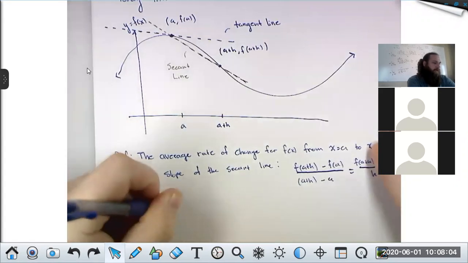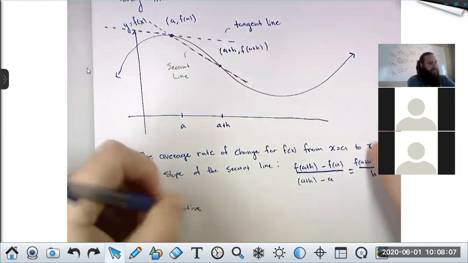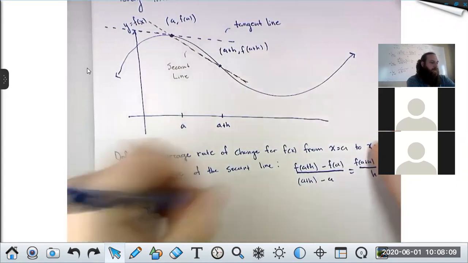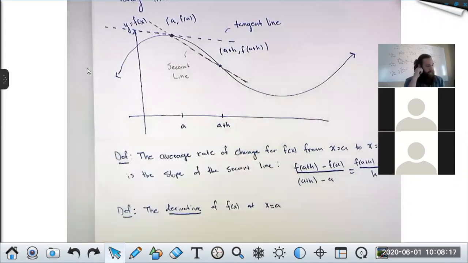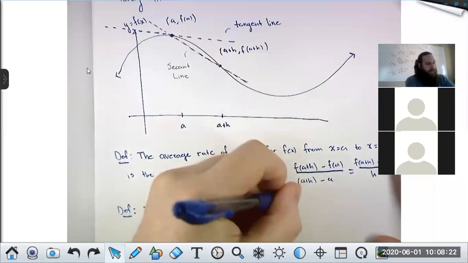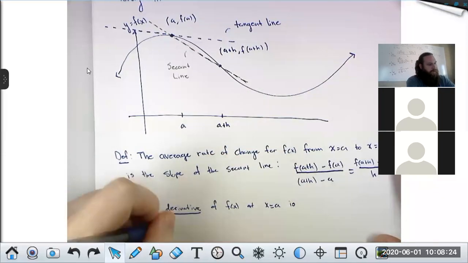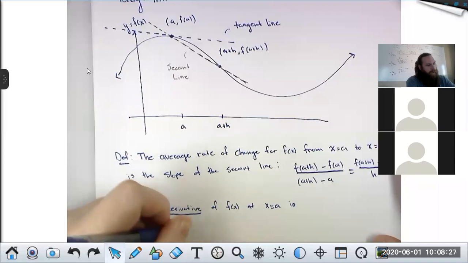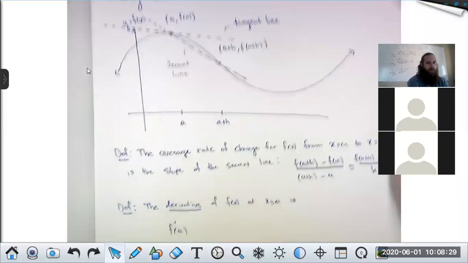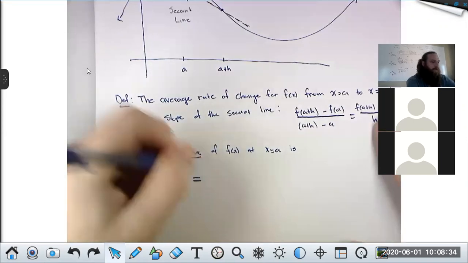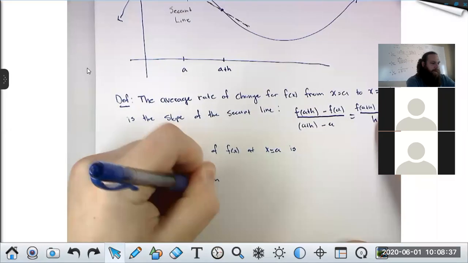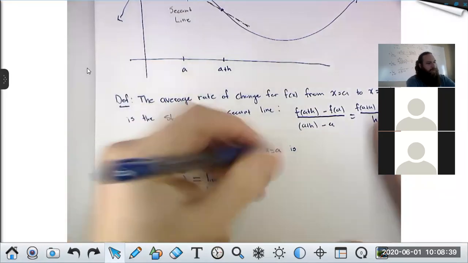The derivative of f of x at x equals a is f primed of a. That's the notation. And it's defined to be the limit as h goes to 0 of this difference quotient.